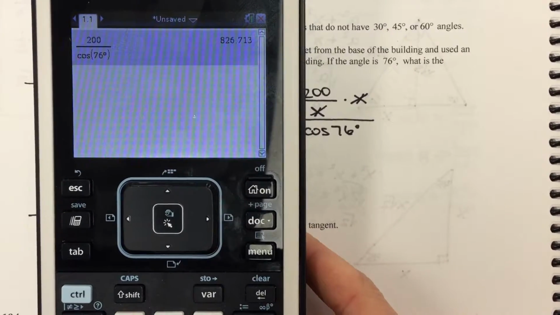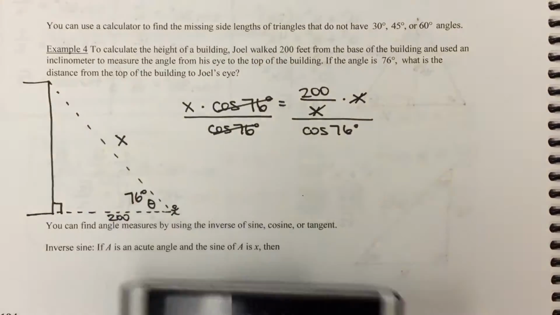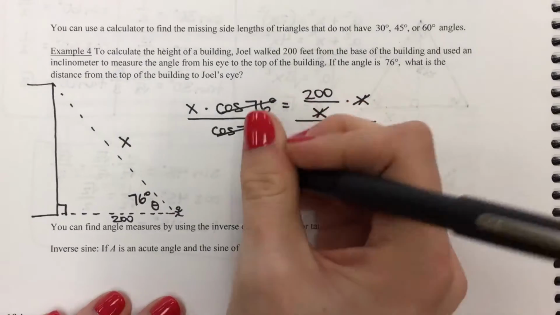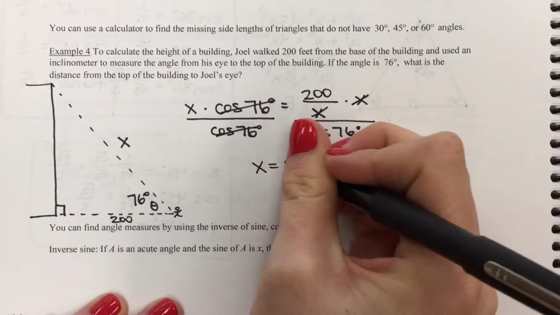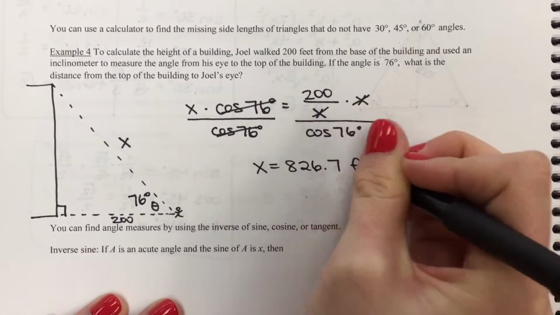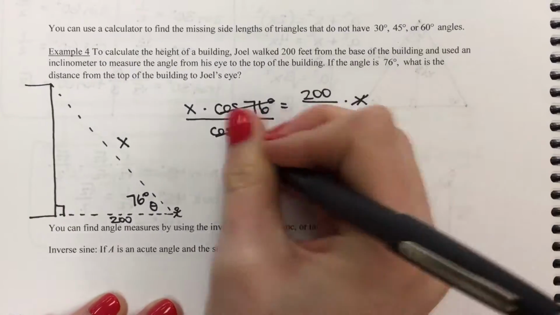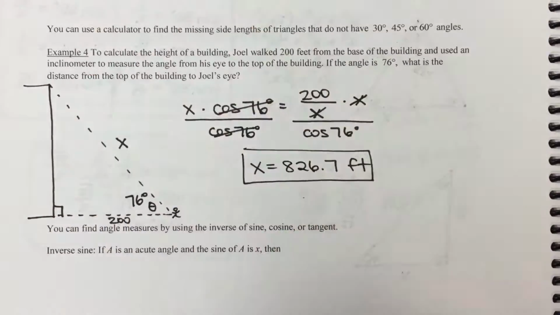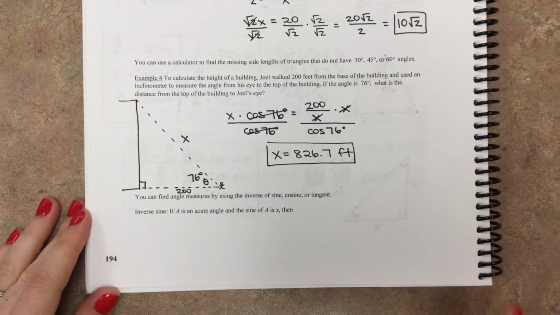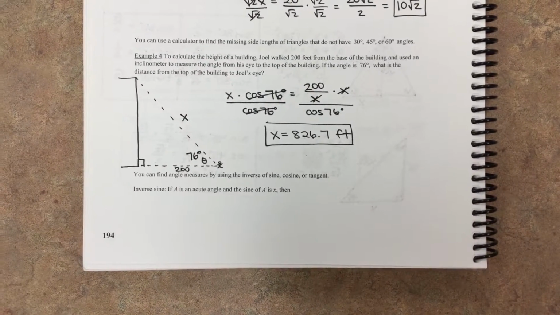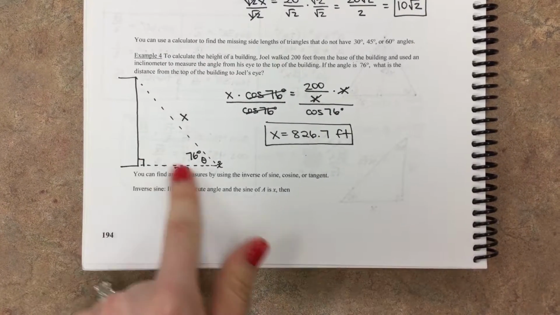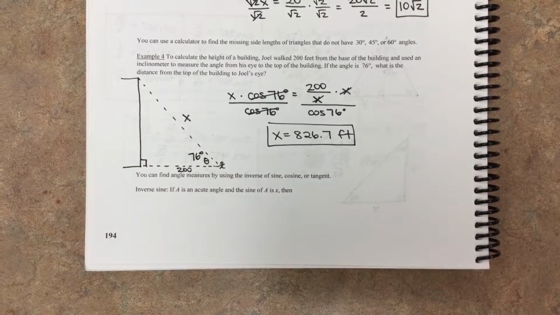So we get 826.7. And that would be in feet. All right, so that would be this distance right here that we just found, 826.7 feet. Make sure you use units since it is going to be some sort of context. So like this measurement was given in feet, so we could give this measurement in feet.